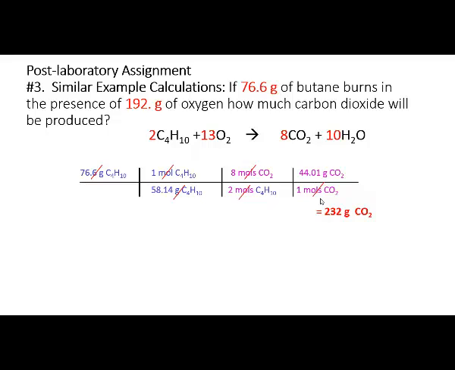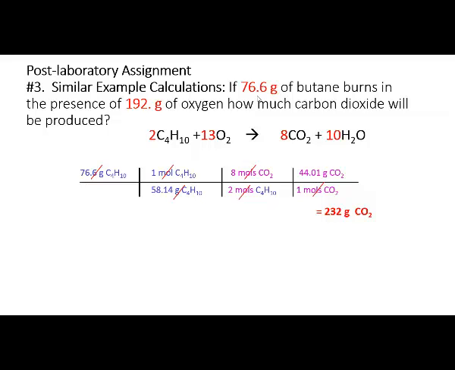Now, I need to see, though, if the oxygen might be my limiting reagent. If you first glance at grams of butane versus grams of oxygen, you only have 76.6 grams of butane and 192 grams of oxygen. Some students may assume that if I have a lower mass for one of my reactants, maybe it's the limiting reagent. We cannot always assume that's true once we have to look at the stoichiometric ratio.